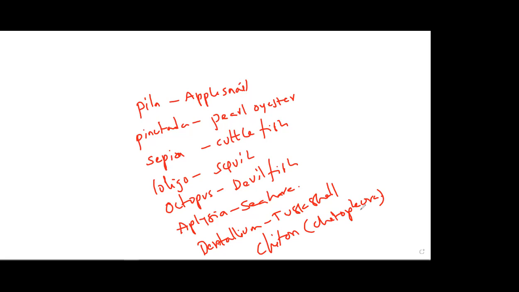So these are the examples: Pila, apple snail; Pinctada, pearl oyster; Sepia, cuttlefish; Loligo, squid; Octopus, devilfish; Aplysia, sea hare; Dentalium, tusk shell; Chiton, Ketopleura. Okay, ma?